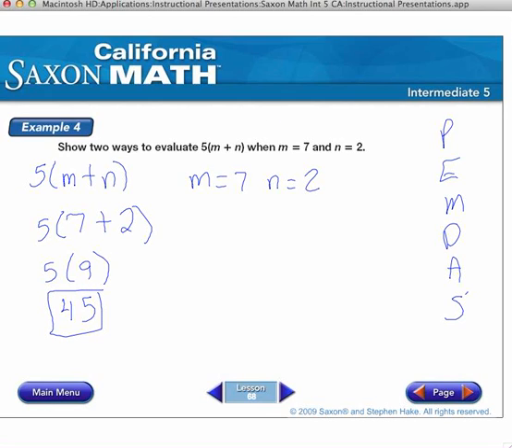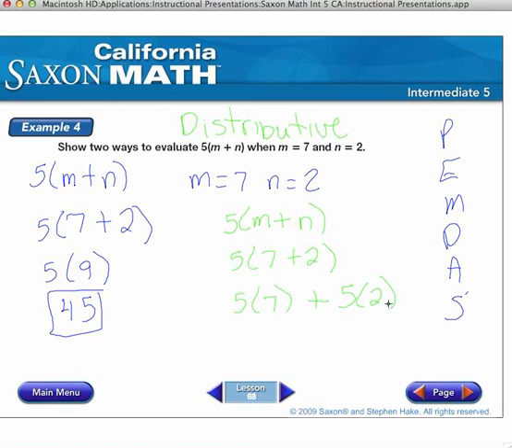The other way to do this is using the distributive property. Okay, so 5 times m plus n, 5 times 7 plus 2, and now we distribute this 5. So far the first 2 steps are the same, and here's where we differ. 5 times 7 plus 5 times 2. So we're getting into the distributive property here. We're taking this 5 and distributing it within the parentheses.